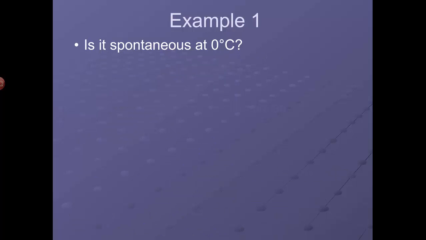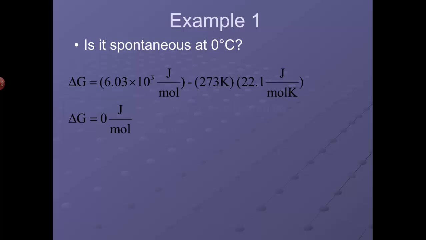Okay? How about at 0 degrees? Well, qualitatively, what do we know? Water melts at 0 degrees, so that should be at equilibrium, right? So that means that delta S of the universe should be 0. Well, let's see what happens. Delta G is equal to delta H minus T delta S. Plug in our values. The only thing that's changed here is the T to 273. We get delta G is equal to 0.